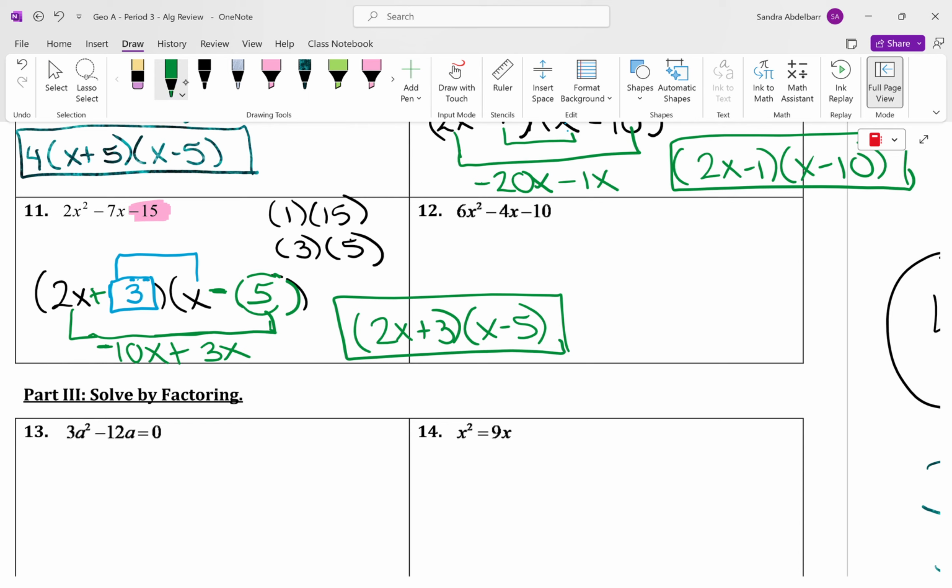It looks like the bell is going to ring in 2 minutes. So you guys can finish up, but just remind me to go over number 12 tomorrow.